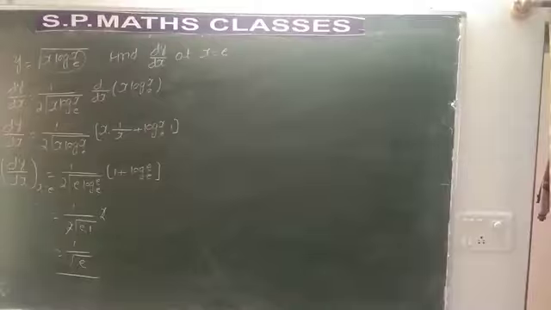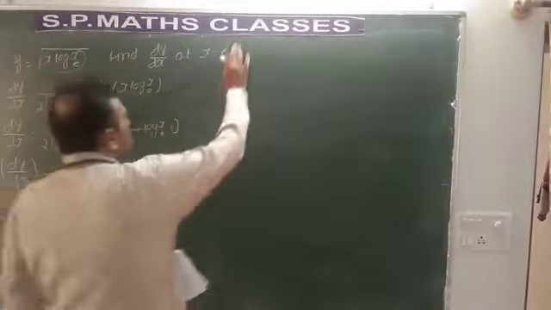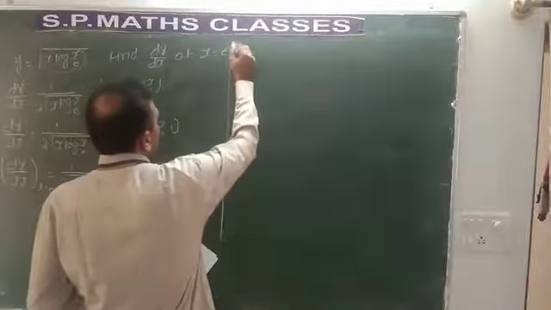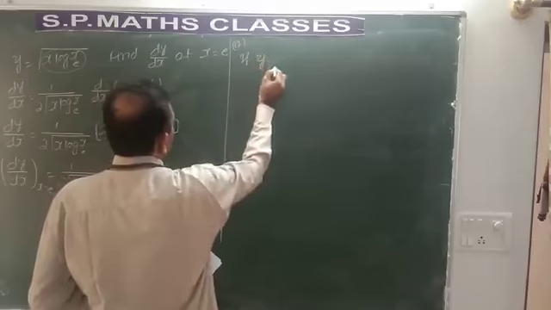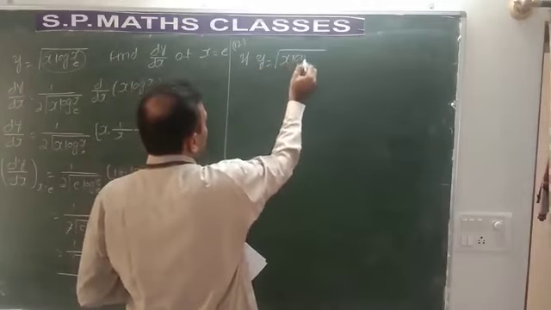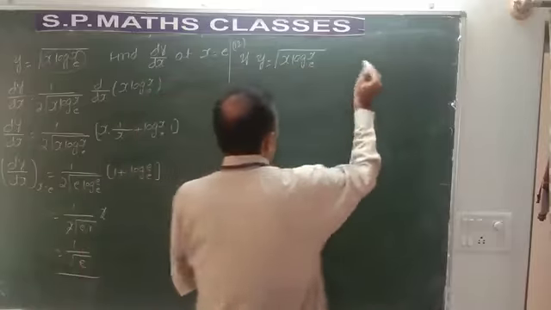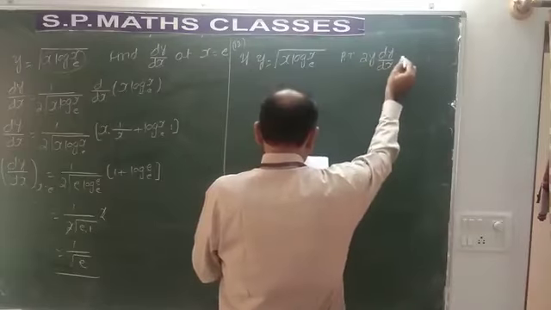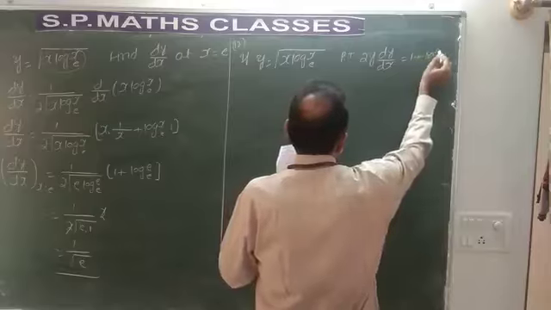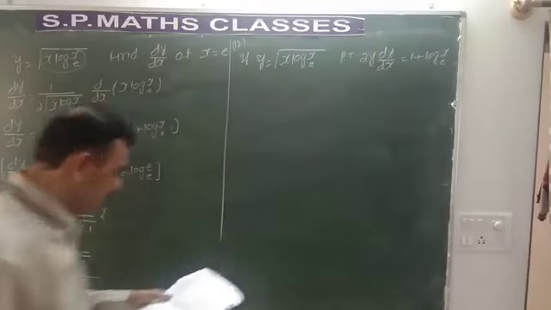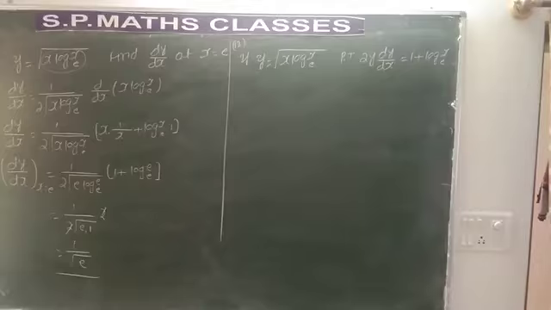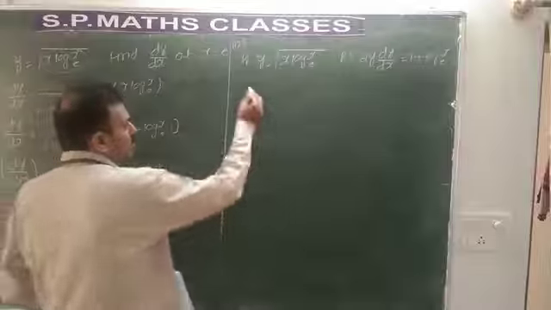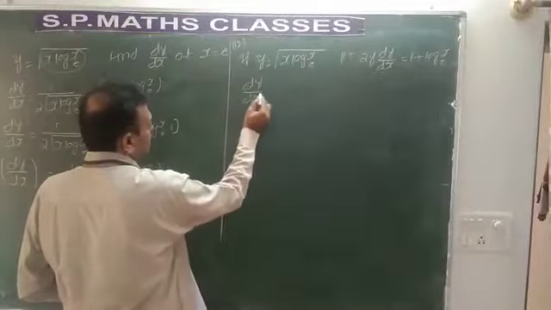So, in another problem of the same type, it is given: if y is equal to root of x log x to base e, prove that 2y into dy by dx is equal to 1 plus log x to base e. This is what the answer required. See here, the same problem, but they have asked us to prove that 2y into dy by dx is 1 plus log x to base e. Find the derivative dy by dx.